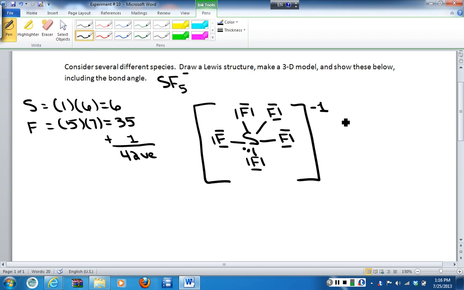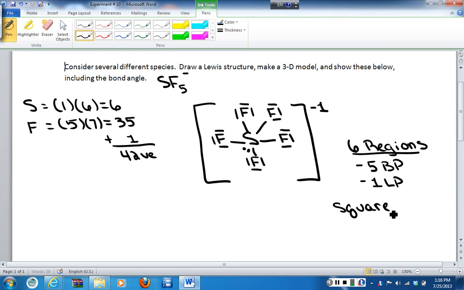Now in terms of our 3D molecule, we look at the central atom and we see that there are 6 regions around the central atom. And that narrows it down a little bit in terms of what our shape is going to be. However, we have to look at what type of electron density is around the sulfur. So we see that we have 5 bonding pairs and we have 1 lone pair. So when we have this combination of electron density around the central atom, we know that it has a molecular shape of square pyramidal.